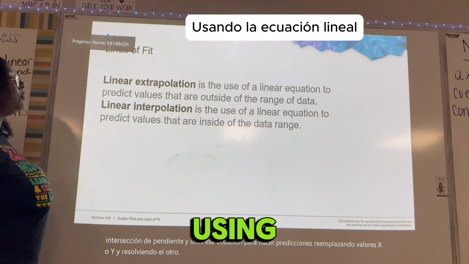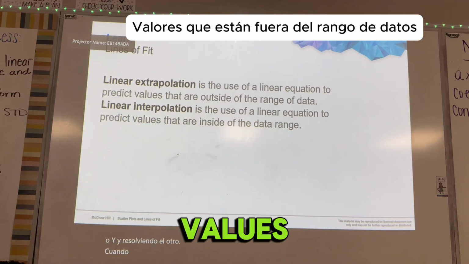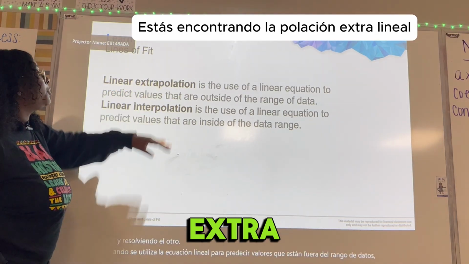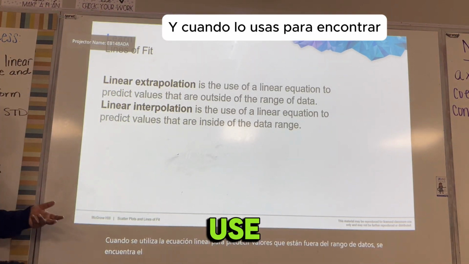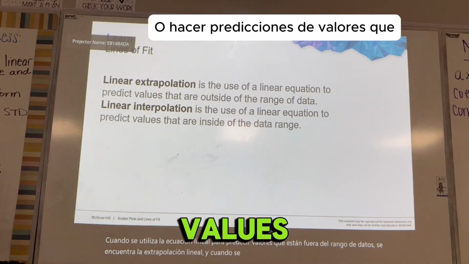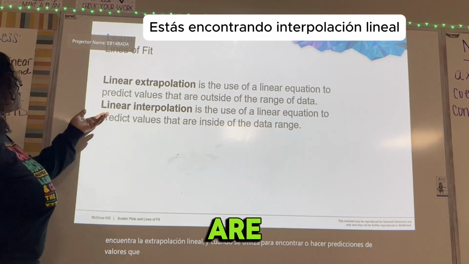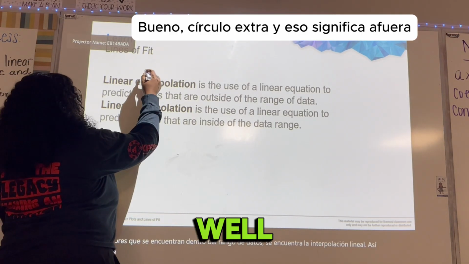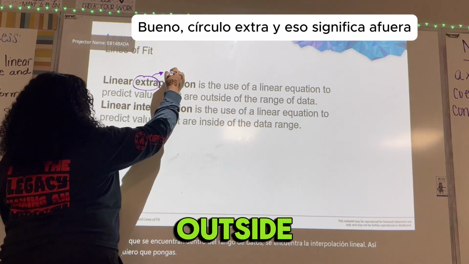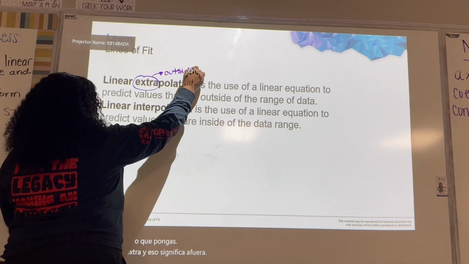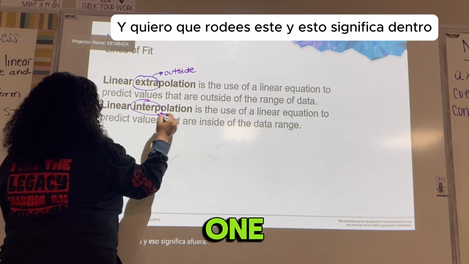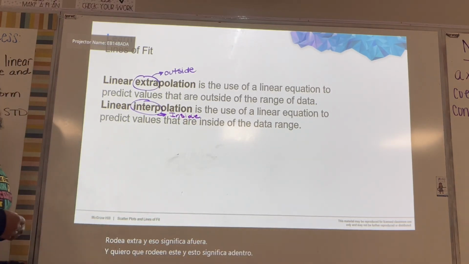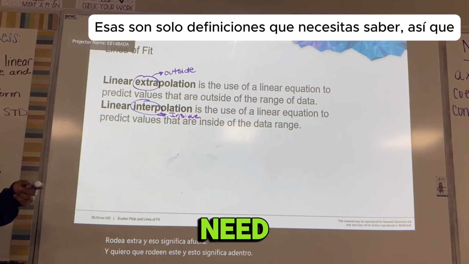When you are using the linear equation to predict values that are outside of the range of data, you're finding the linear extrapolation. And when you use it to make predictions of values that are inside the data range, you are finding linear interpolation. So I want you to circle extra, and that means outside. And I want you to circle this one, and this means inside. Those are just definitions you need to know.